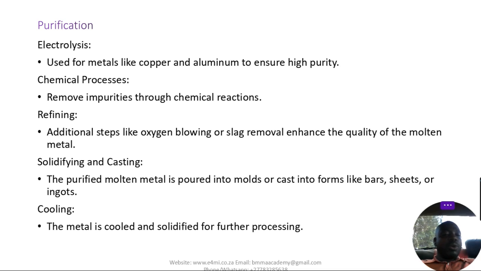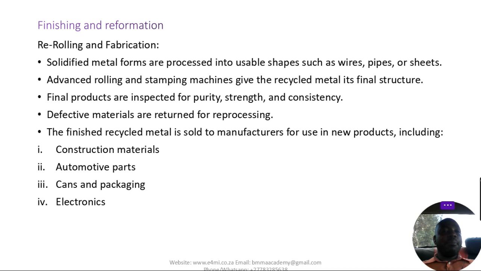So we also have to talk about solidifying and casting the iron. That purified molten iron is then poured into molds or cast into forms like bars and sheets, or ingots. These are then cooled and solidified for further processing. Many machines are made using a collection of individual metal iron bars.